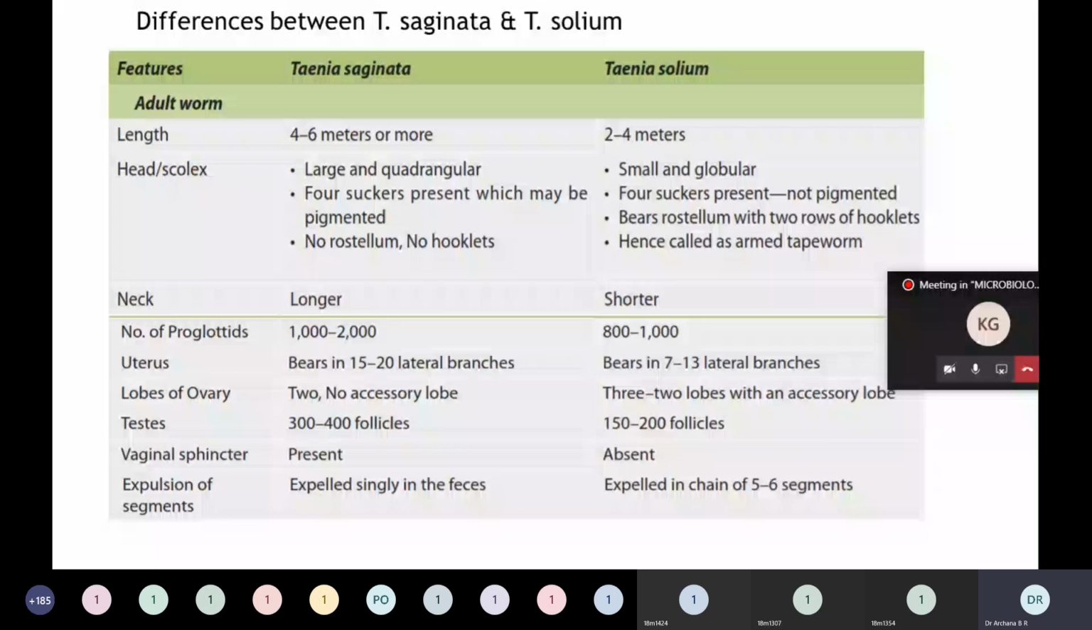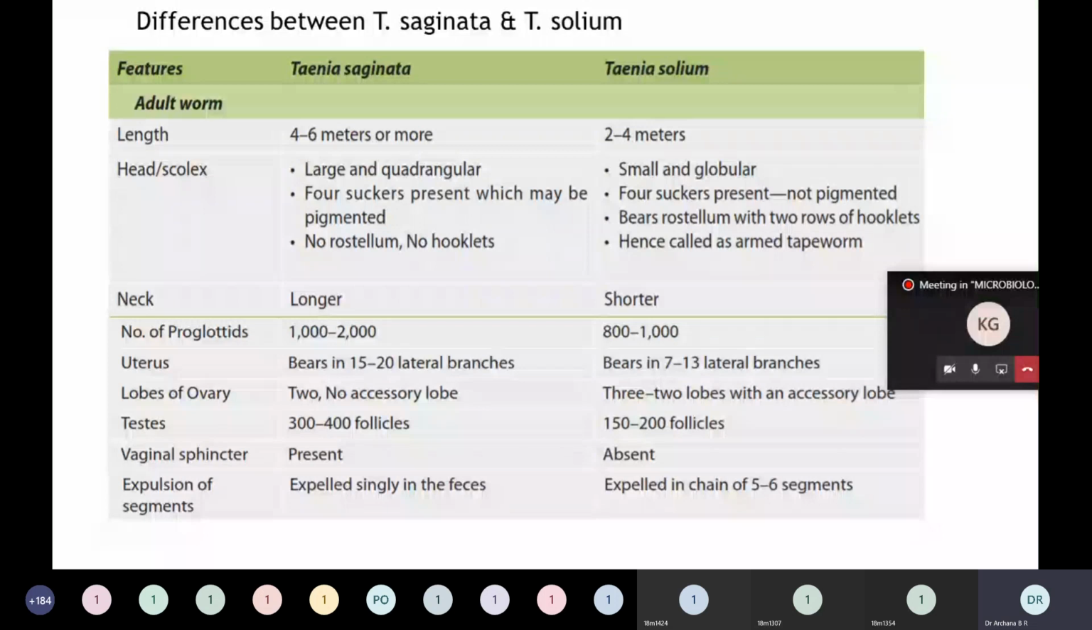Coming to the head and scolex, it is large and quadrangular in saginata, small and globular in solium. It consists of 4 suckers which are pigmented, but there is no rostrum and no hooklets. In case of solium, 4 suckers are present which are not pigmented but bear a rostrum with 2 rows of hooklets. So Taenia saginata is called the unarmed tapeworm. Taenia solium is called the armed tapeworm. Neck is longer in saginata and shorter in solium.